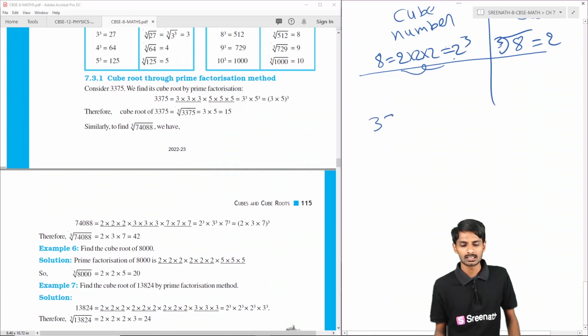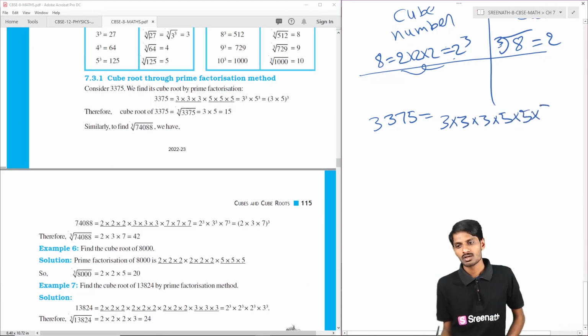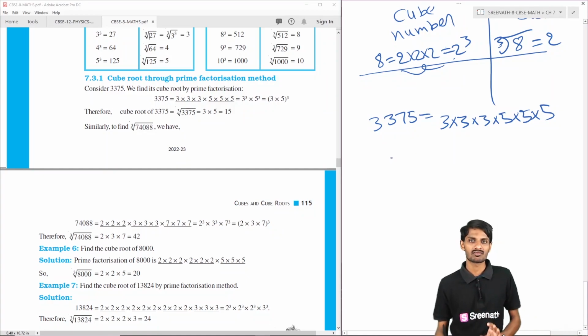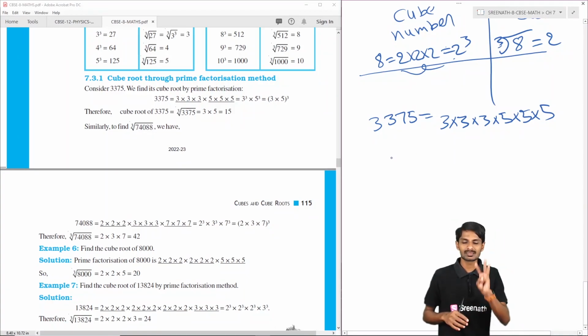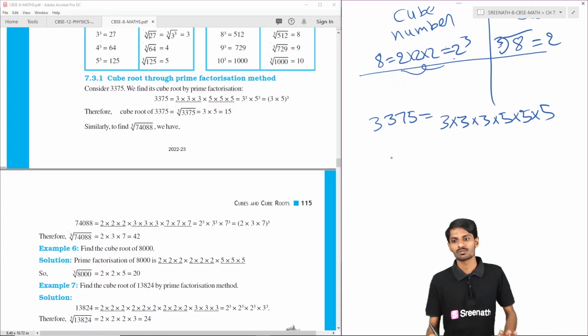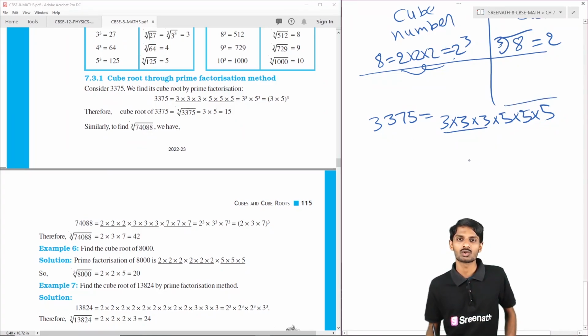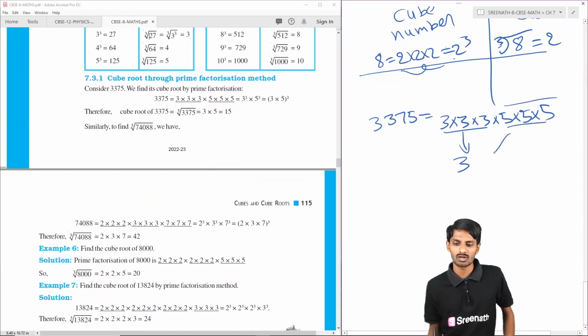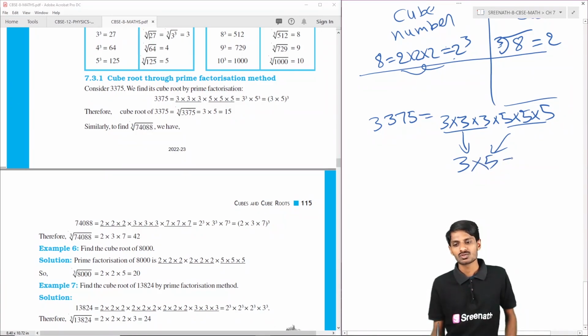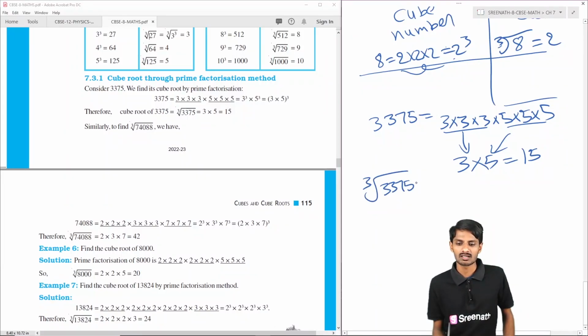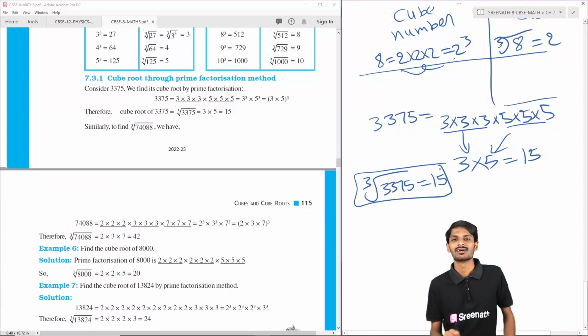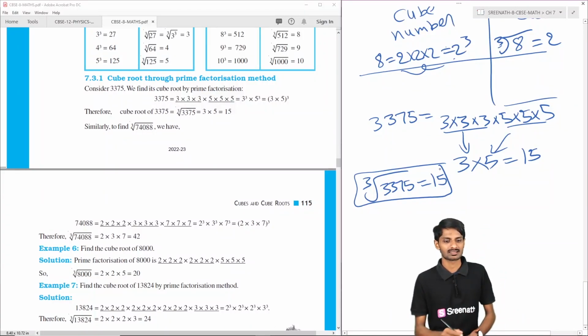Here there is 3375. If you find the prime factors for it, you will get 3 into 3 into 3 into 5 into 5 into 5. These are the prime factors for 3375. Here we have to make groups of 3 same numbers. So this is one group and this is one group. Out of this group we pick only one number, that is 3, and out of this group we pick one number, that is 5, and we multiply these. 3 fives are 15. So the cube root of 3375 is equal to 15, students. In this way you have to do this task.